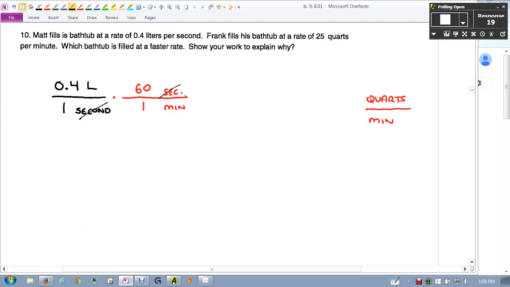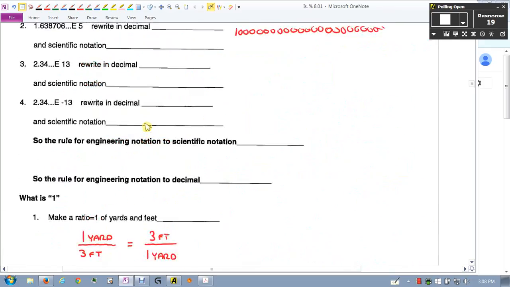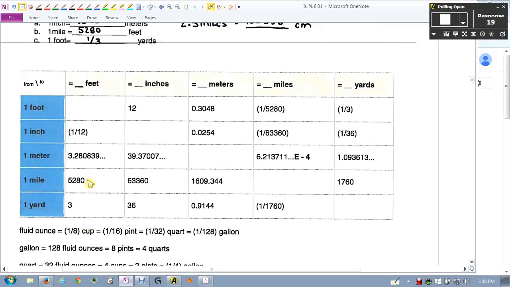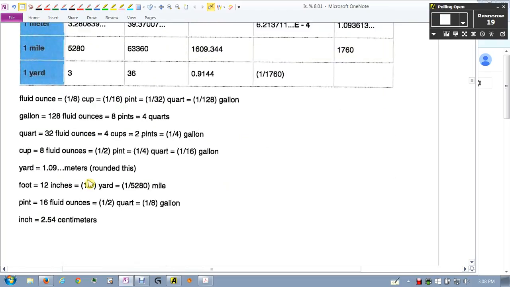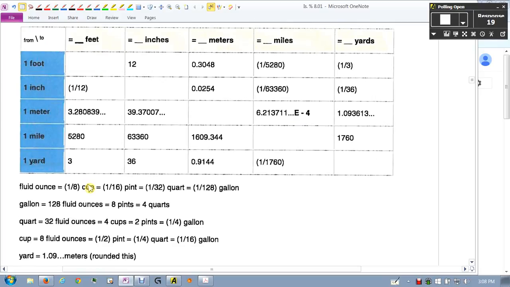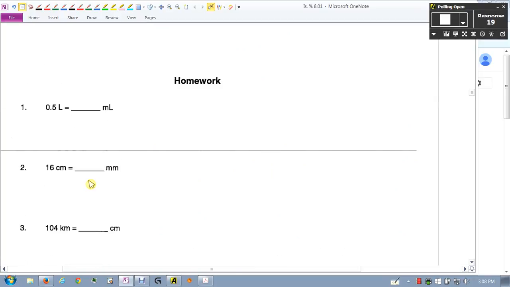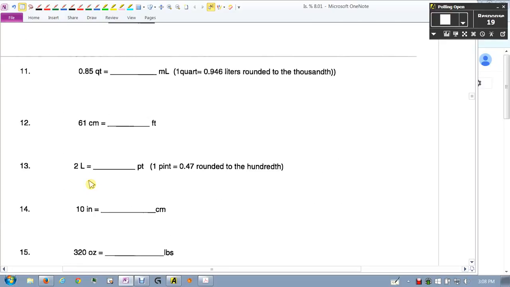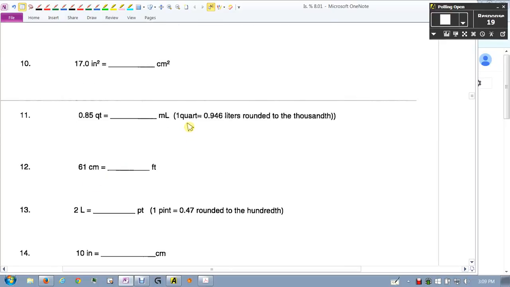All right, we got to get liters to quarts. Liters to quarts. Liters to quarts. Liter. Nothing. Okay. So if it's not on here, is it? Did we just not do that one? Oh, it's on the homework. What number is it? Oh, there we go. 1 quart, 0.946.